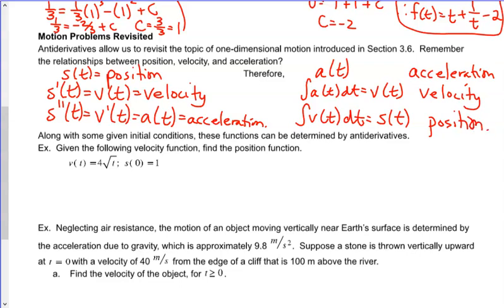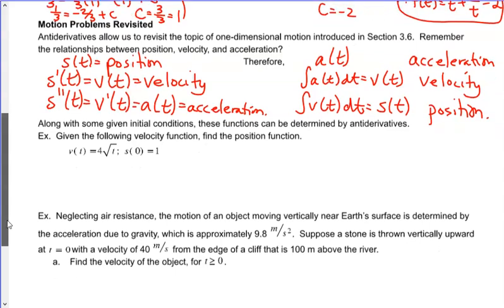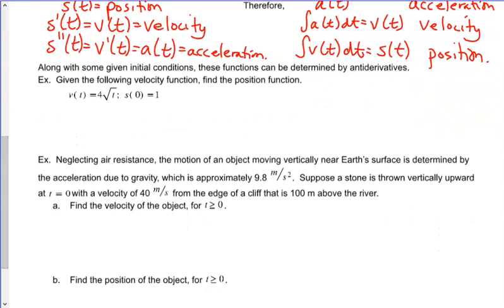Okay? So let's see if we can work through a couple problems here with this one-dimensional motion. Along with some given initial conditions, these functions can be determined by antiderivatives. So, given the velocity, can I find the position?